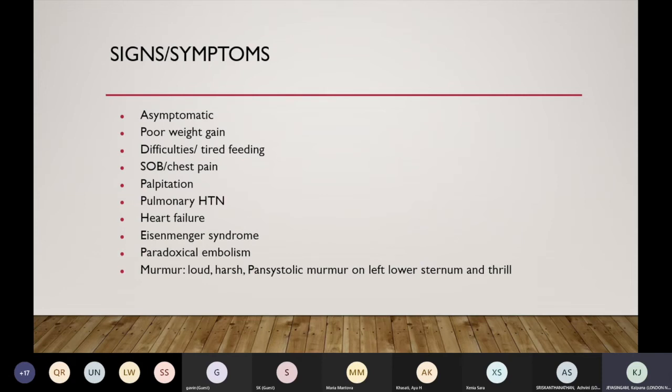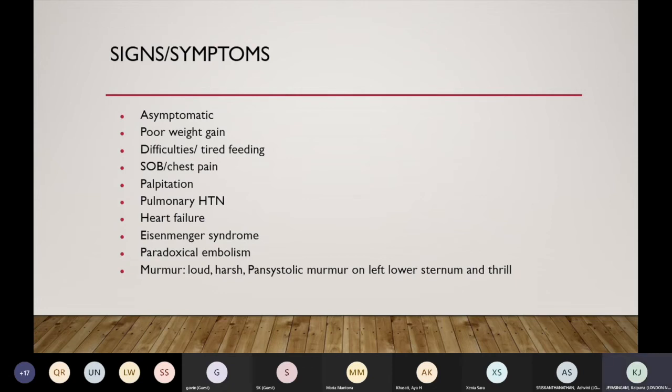Again, children can be asymptomatic. They might present with poor weight gain, feeling very tired, being short of breath, and having chest pain, palpitations, pulmonary hypertension, heart failure, Eisenmenger syndrome, and paradoxical embolism. Again, similar reasons in terms of the physiology of why they develop these symptoms.